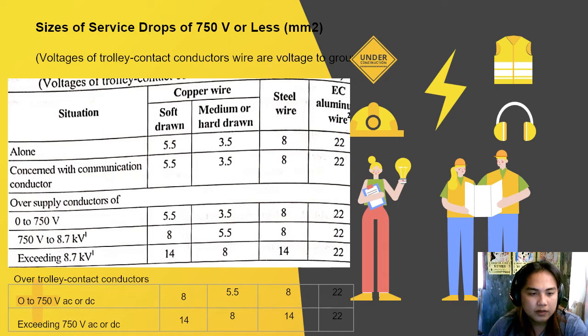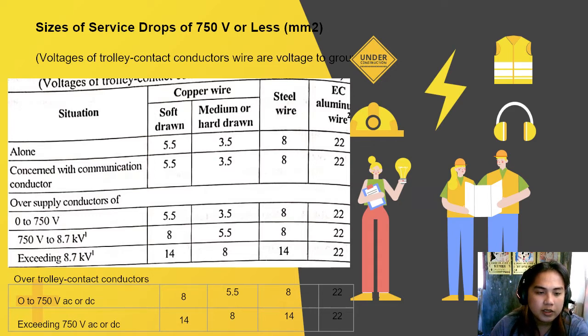So 750 volts to 8.7 kilovolts: we use 8 for soft drawn, 5.5 for the medium, 8 for steel, and 22 for aluminum. Exceeding 8.7 kilovolts, we use 14 for soft drawn, 8 for medium, 14 for the steel wire, and again 22 for the aluminum wire.